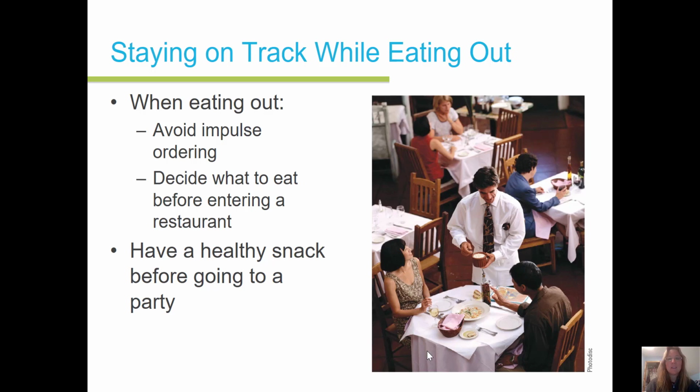It's a healthier choice. Although this looks like it might be a lot better, but it's just not as healthy for me. So, going into the restaurant, maybe have an idea of what you're going to order prior to. Or maybe before you're going out to a party and there's going to be a lot of snacky foods and things like that, maybe have a healthy snack prior to going so you're not starving when you get there and you want to eat everything in sight.